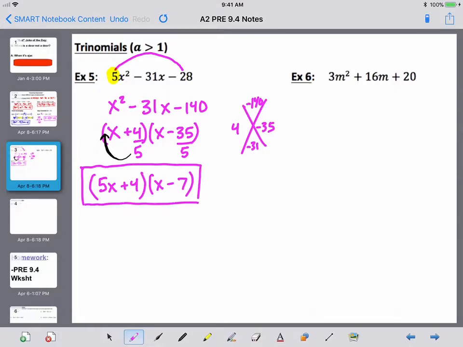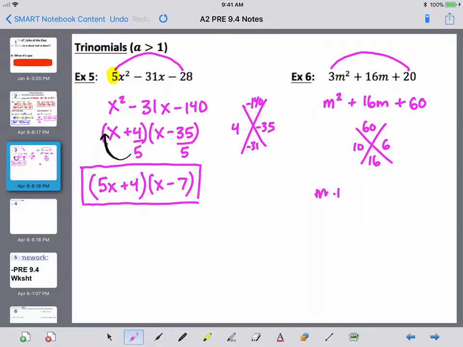Alright, let's try one more of those where the numbers are a little more manageable. So we're going to start here by multiplying a and c, giving us m squared plus 16m plus 3 times 20 is 60. Alright, so now let's think about this. What two numbers are going to multiply to 60 and add up to 16? So that one's not too bad. You can probably see that 10 and 6 are going to do that.